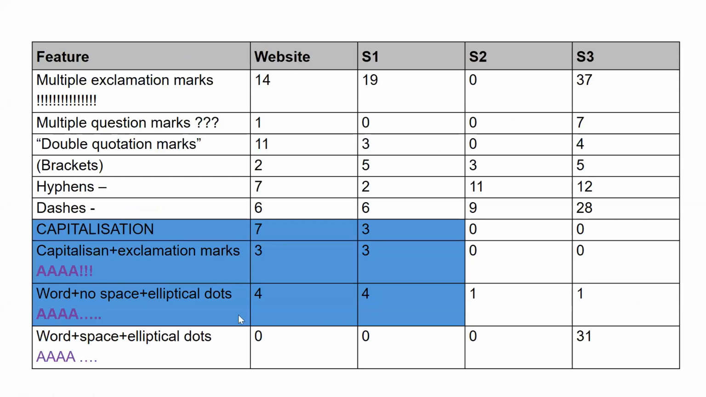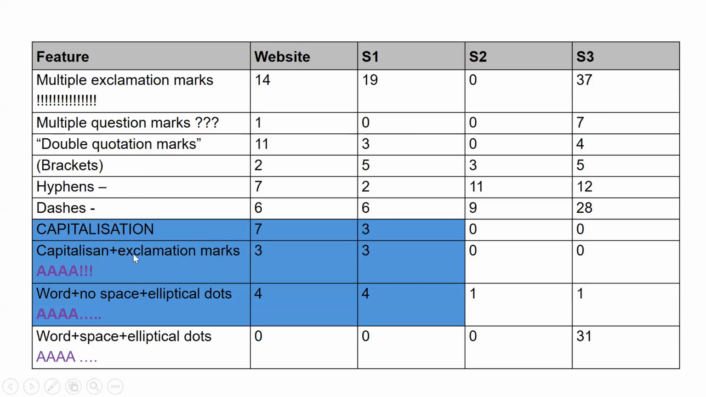And when we looked at that, we could see from the website we had all of these. The multiple exclamation marks were actually only really common with one suspect. The other two didn't really do it, I can't actually see, it's covering my screen there. Multiple question marks as well is quite unusual. But then we come down to the ones that were quite interesting.